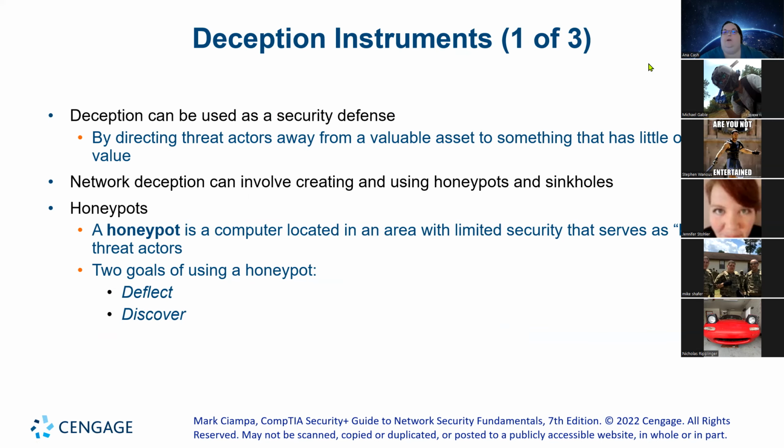Deception instruments. Honestly, it sounds like something out of Harry Potter, but deception can be used as a security defense by directing threat actors away from valuable assets to something that has little or no value. Network deception can involve creating and using honeypots and sinkholes. Honeypots are a computer located in an area with limited security that serves as bait to threat actors. Two goals of using that are to deflect and discover.